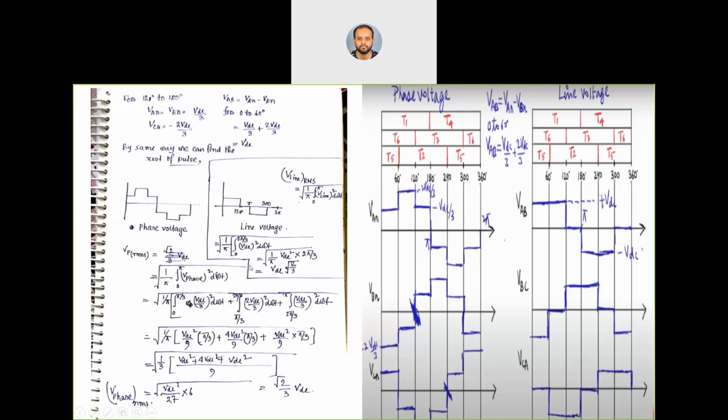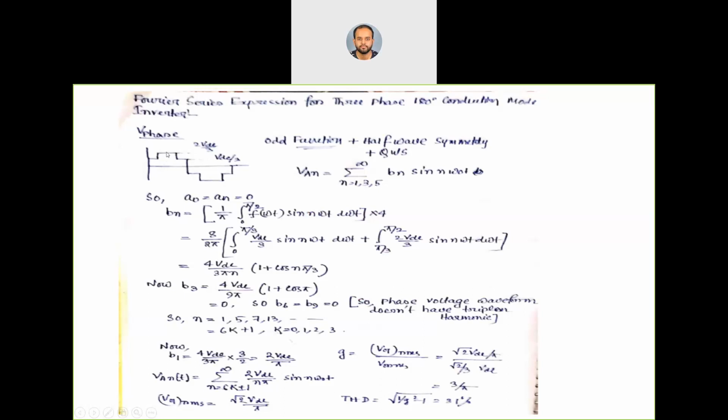Now, if we are going to analyze the Fourier series expression for this 180-degree conduction mode, we see that this is our V phase voltage. As we can see, we are trying to find the Fourier series because this is in the shape of a square wave, so we want to make it as close as possible to the sinusoidal wave. Okay, so for the Fourier series expression, we already know that there are three things: one is A0, one is AN, one is BN. Now for an odd function, A0 and AN are 0 and we have to find BN.